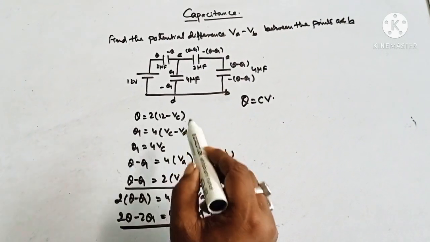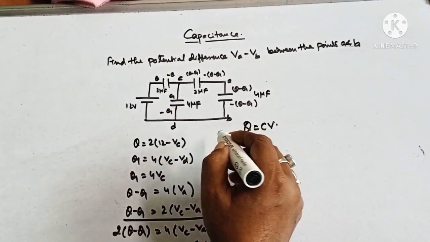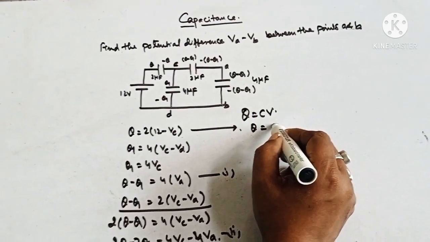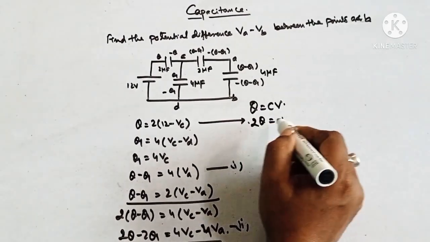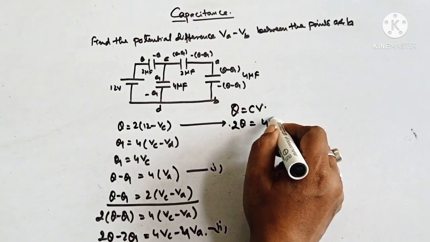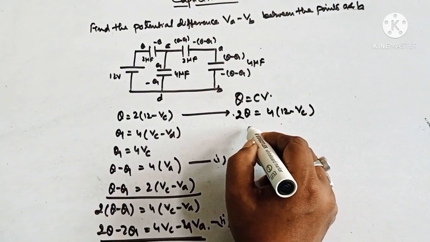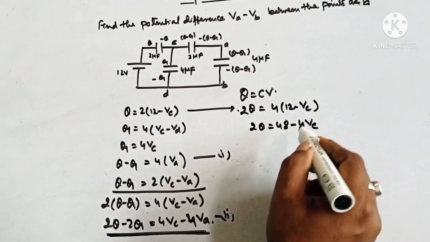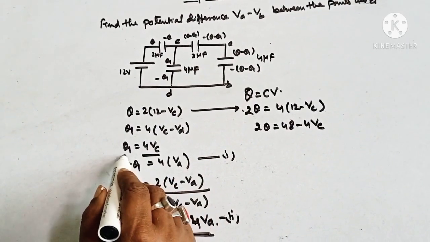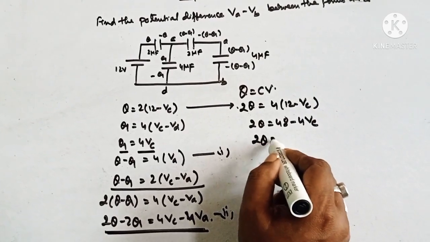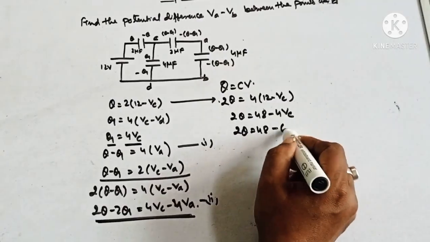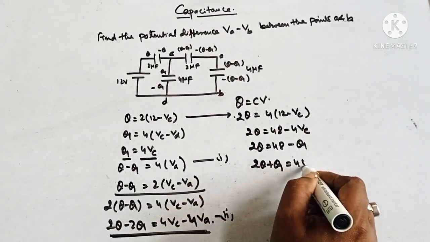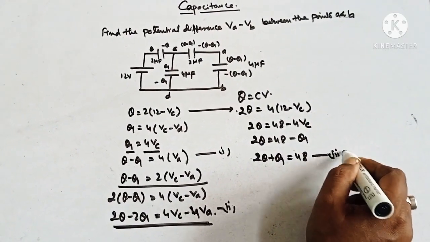Now I am going to do one thing. Here you see from this equation, Q is equal to this, I am going to multiply both sides by 2, then it becomes 4 times 12 minus VC. So 2Q is equal to 48 minus 4VC. Now your 4VC is how much? 4VC is Q1. So 2Q is equal to 48 minus Q1. So 2Q plus Q1 is equal to 48. Let this be equation 3. I keep it here itself.